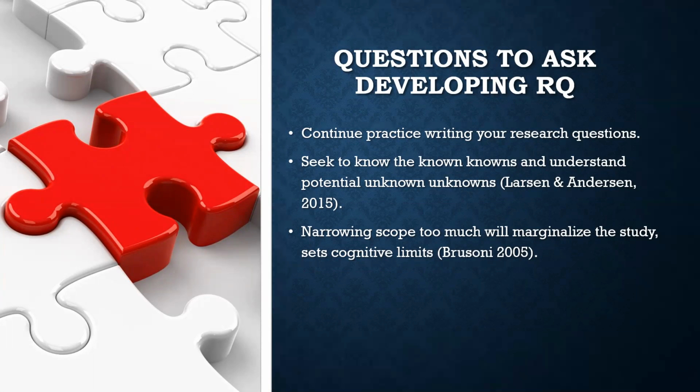You need to seek to know the unknowns. You need to know the known knowns and understand the potential unknown unknowns. That's not from Pulp Fiction, though you may have heard that phrase in Pulp Fiction, but you also heard it from Larson and Anderson 2015 in their study when they're talking about developing a research question. Another area to consider: are your research questions so narrow in scope that they will marginalize the study and provide cognitive limits in completing it?